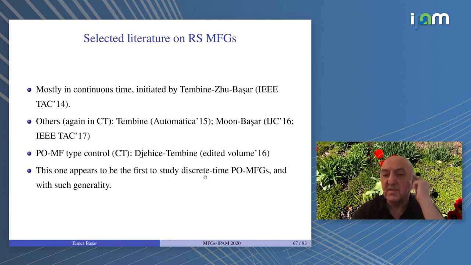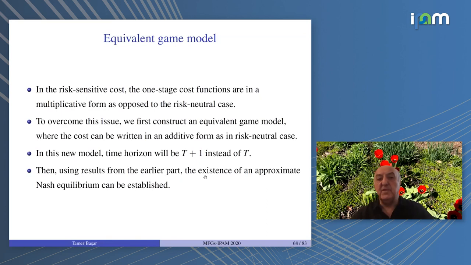So the basic approach is to convert the risk-sensitive cost to an equivalent game model where the cost can be written in an additive form, as in the risk-neutral case. In this model, this is a finite horizon problem. The time horizon, in the original game it was T, becomes T plus one. And then one can use results from the earlier part, the second part I discussed, with some important adjustments.